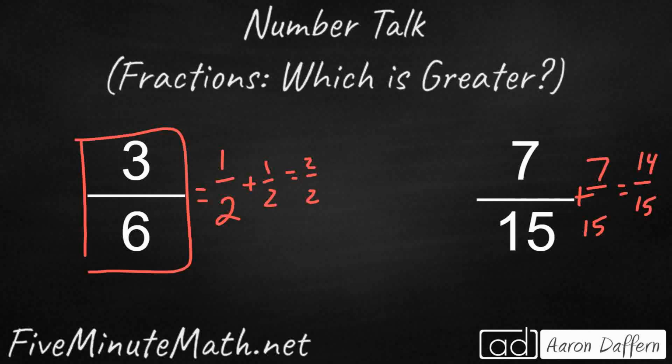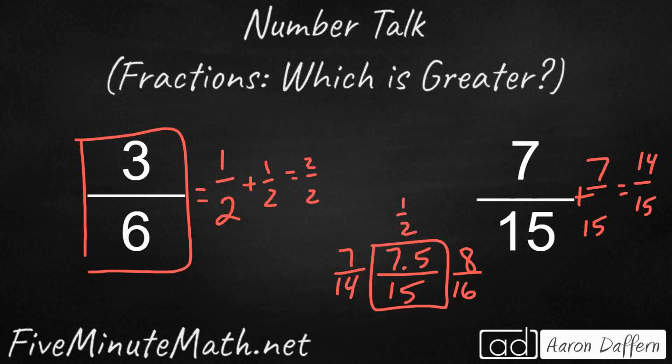Another way to think about it is just what's half of 15? It's an odd number. So sometimes we have to look at the numbers before and after. If I had some fractions here, half of 14 is 7, half of 16 is 8, so 15 is right in between them, so it'd be 7.5. So this is equal to 1/2, and 7 is going to be a little bit less than that, just like 14/15 is less than a whole.